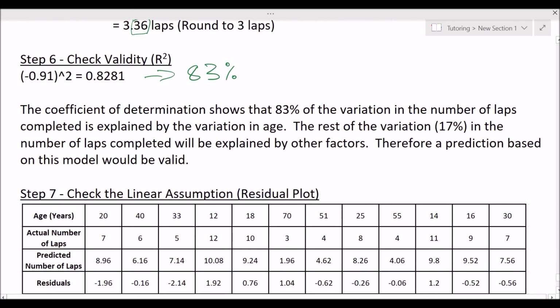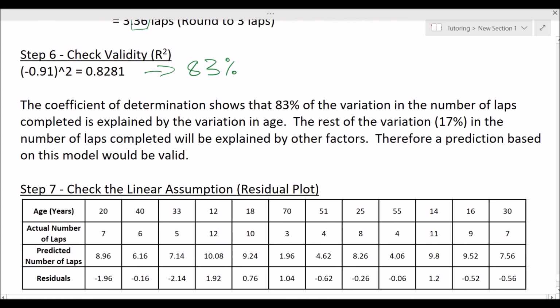Okay, here is the answer. I've rounded them to 2 decimal places this time. So that's what your residuals should look like. What I'd like you to do now is to construct a residual plot. Pause the video, do that now.